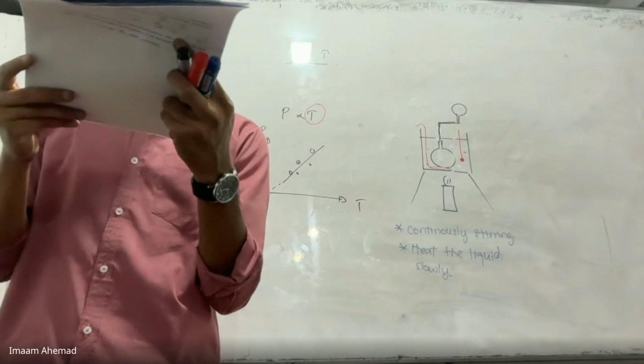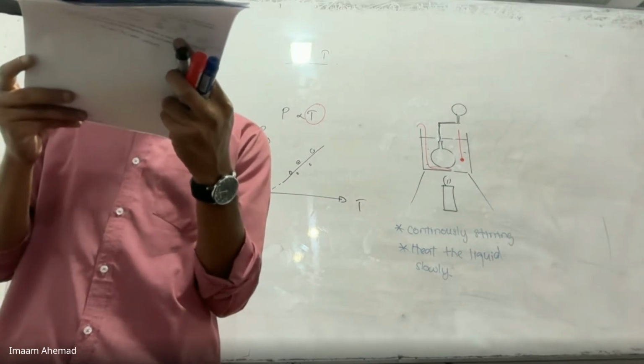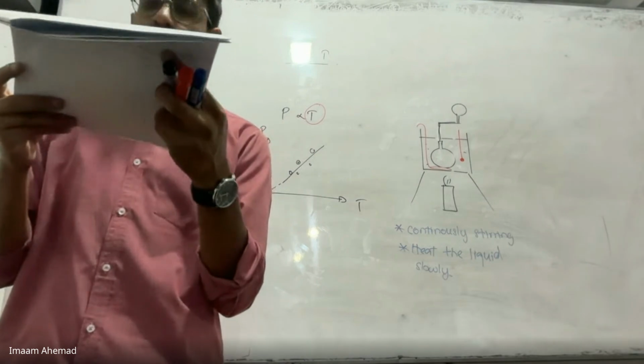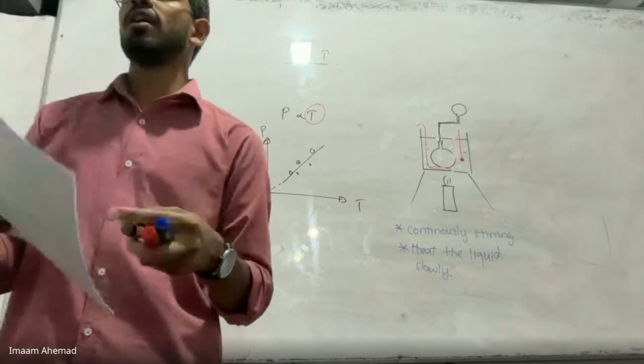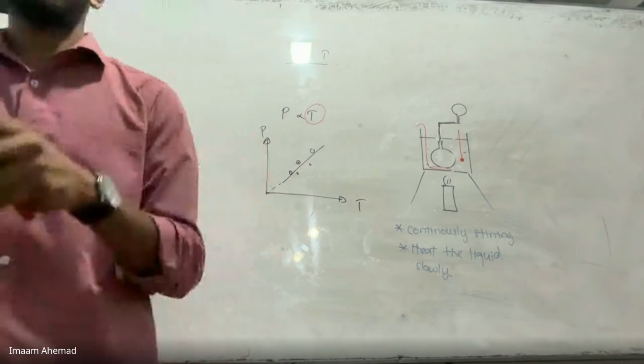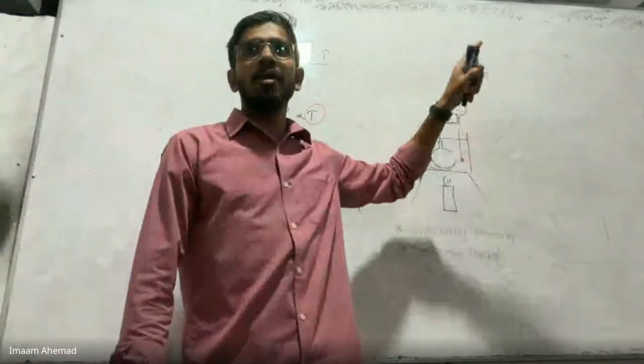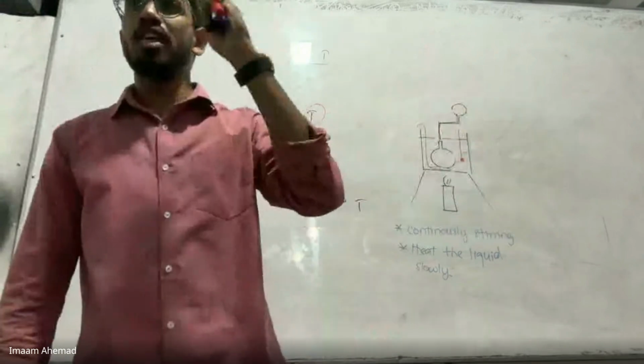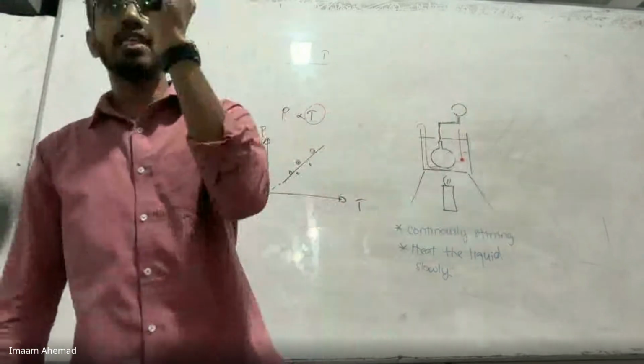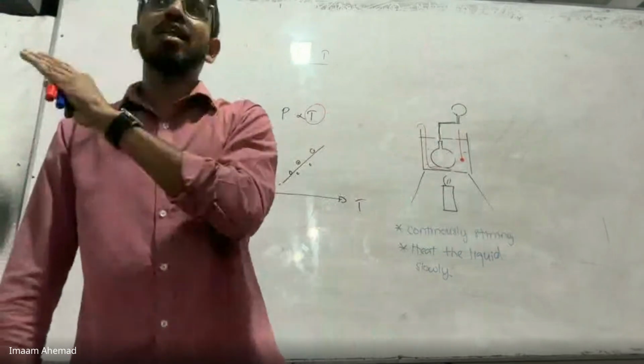How would you confirm that the air in the bulb has attained a steady temperature? How can we confirm that the air is at a steady temperature? This pressure gauge reading will be constant. It will not change. If it is changing, if it is increasing, that means it is still not at a steady temperature.